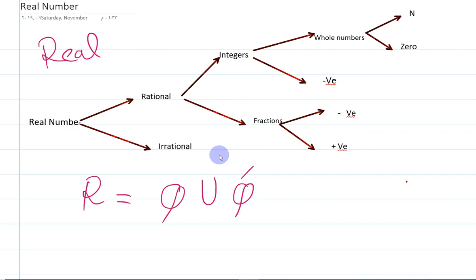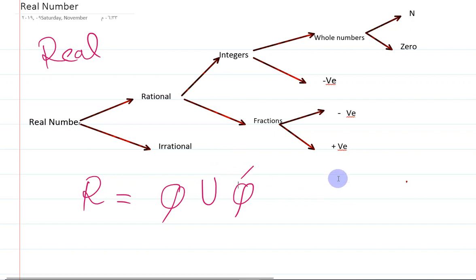I made this diagram for you to simplify all we understood today. A real number, rational, and what is the rational number? Rational numbers, we said, are integers and fractions. What are integers? Natural numbers, whole numbers, and the negative side: the positive, the negative, and the 0. Fractions, positive and negative.